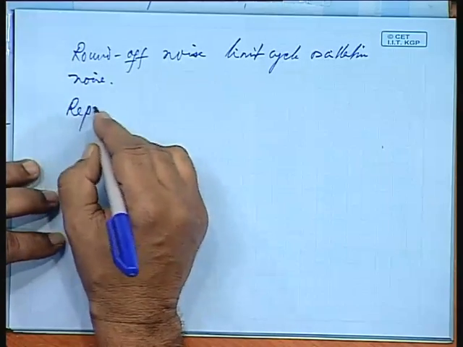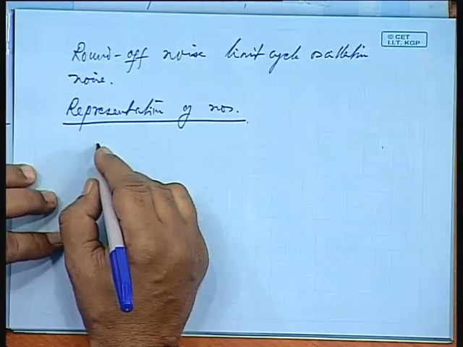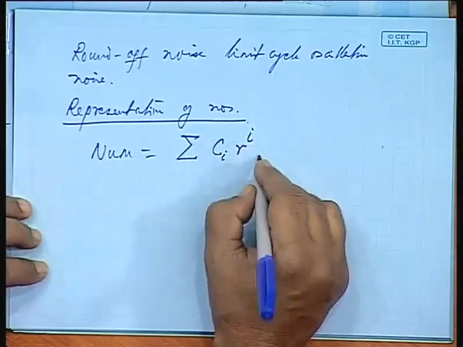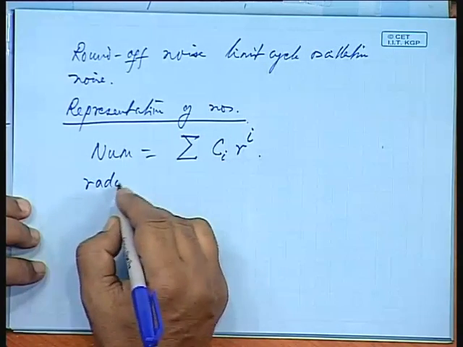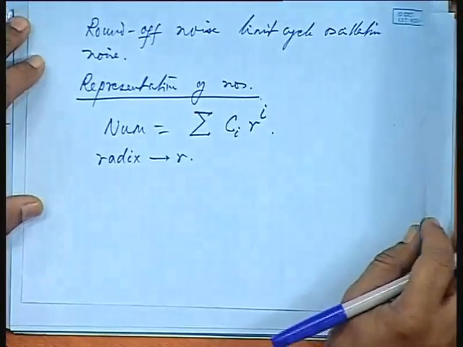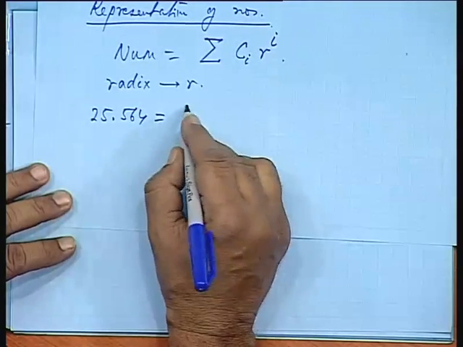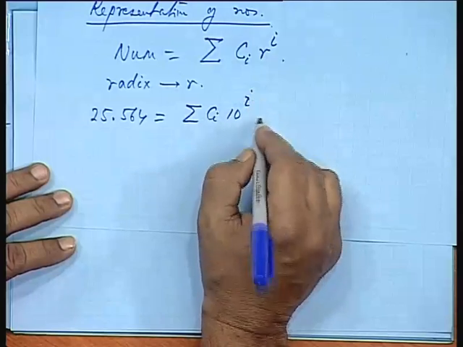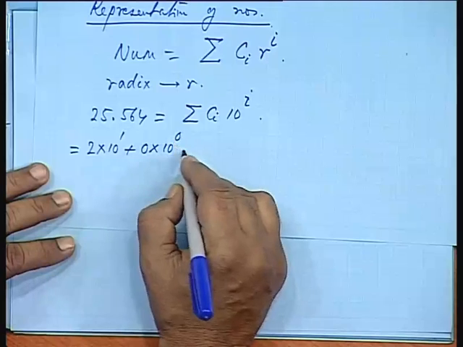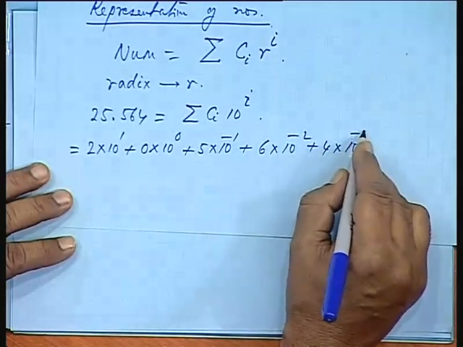Now, representation of numbers, we may write a number in this form, where C is the coefficient associated with a particular radix R. In a decimal system we have R is equal to 10, in a binary system we have R is equal to 2. So, 25.564 we write as sum of Ci 10 to the power i. So, that can be written as 2 into 10 to the power 1 plus 0 into 10 to the power 0 plus 5 into 10 to the power minus 1 plus 6 into 10 to the power minus 2 plus 4 into 10 to the power minus 3.